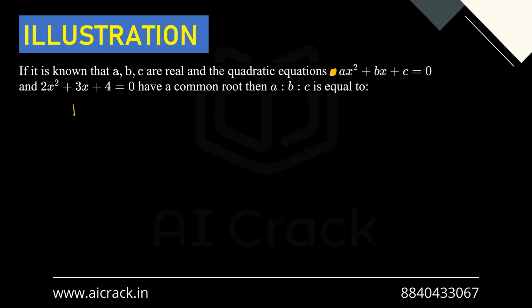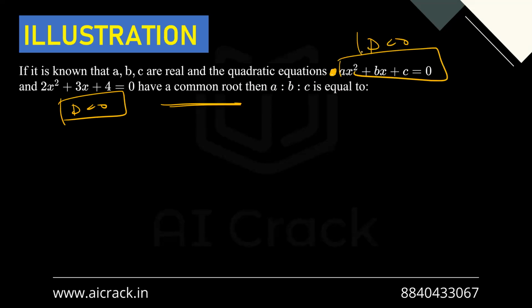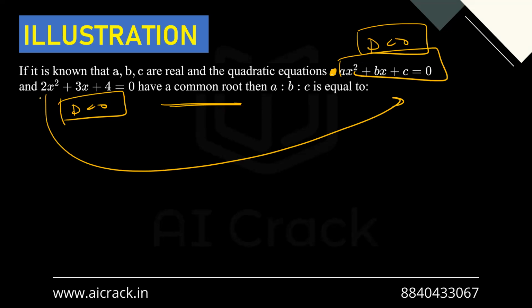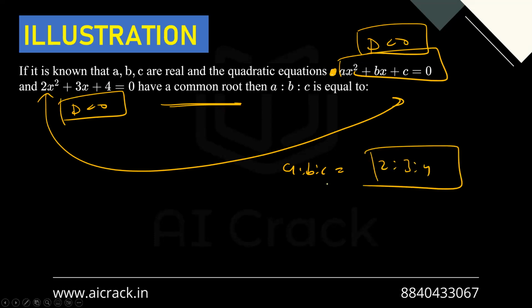But if you observe that D is less than 0 for this equation, we know that complex roots occur in pair. And when we are saying it has a common root, which is a complex root, basically this also has D less than 0, right? Because it has one common root and it's complex, right? And complex roots occur in pair. So basically both roots should be common. So this equation essentially is the same as this one, right? So a is to b is to c comes out to be 2 is to 3 is to 4 only, right? Very simple.